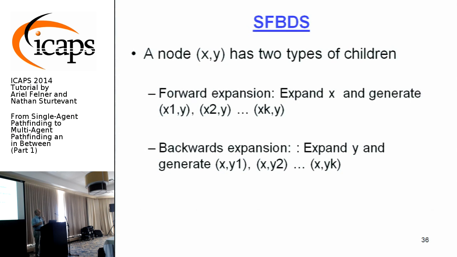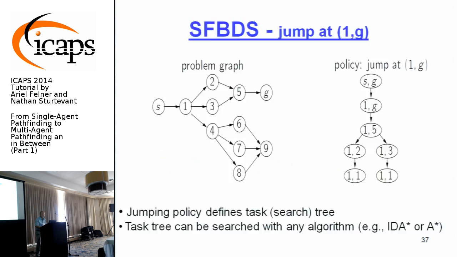Now I have 2 ways to go. I can do the regular forward expansion, expand x and then generate x1, x2, and all the other children of x, and still I want to go from them to y. But I can also search in the backward direction. So x remains, but now I'm expanding y. So the double nodes, okay, with start and goal, that I will get would be x,y1, x,y2, and so on. Okay?